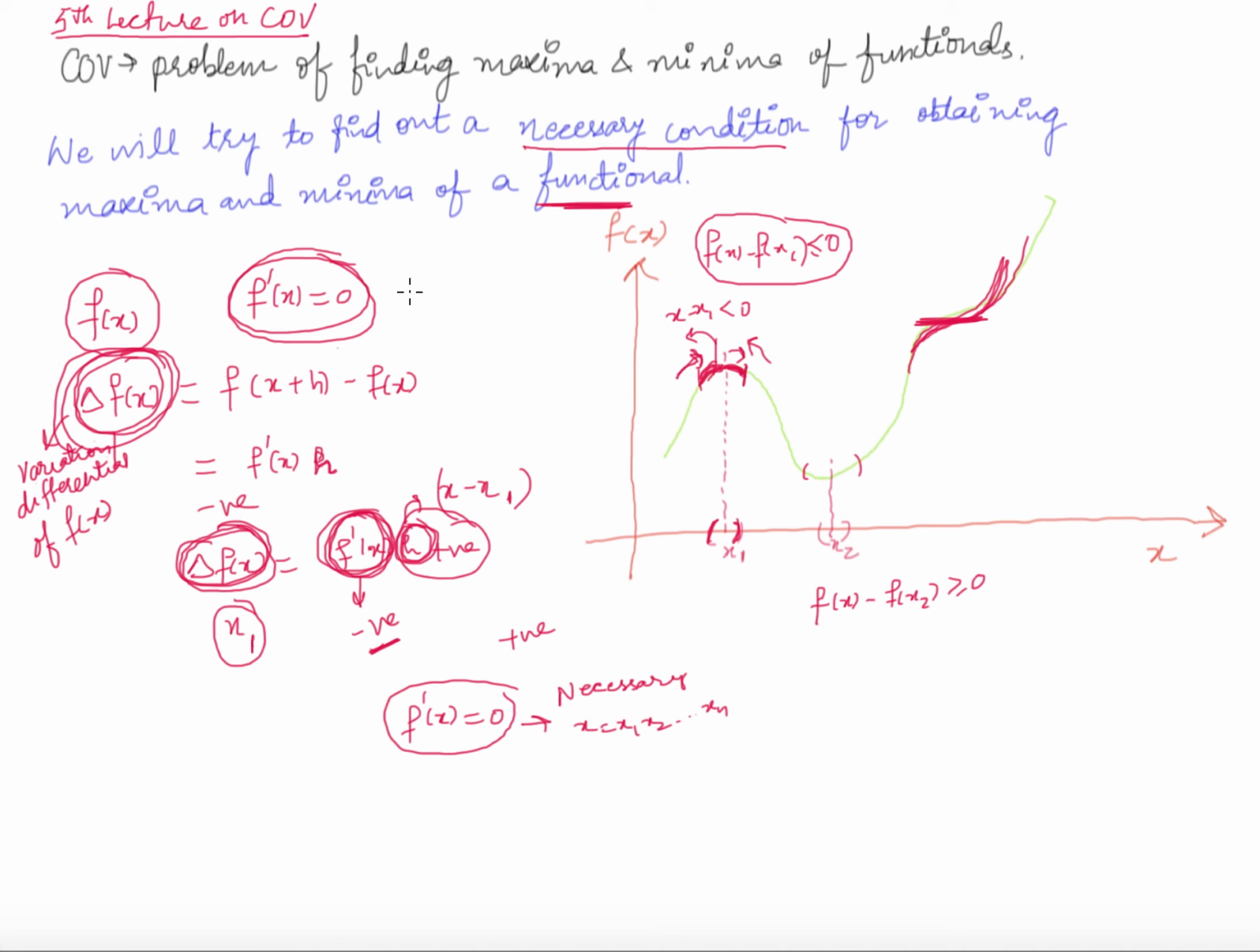So this was the analogy: when we had a simple function of one variable, we tried to look at the variation, and we know that for a point of maxima or minima, that variation has to be negative for maxima and positive for minima. Keeping that concept in mind, we obtained a condition on the derivative of the function. So now let's try to find out the variation of a functional. What is the variation of a functional? Let's do that.